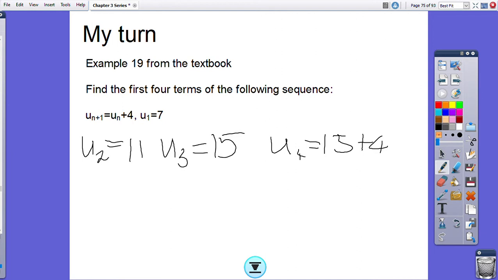Okay, if you haven't done so already, make sure you pause, make notes, and then have a go at this example. Oh, I've just realised I haven't done 15 plus 4. I forgot to actually write that was 19. Whoops. So now pause and make notes and then have a go at this example here.